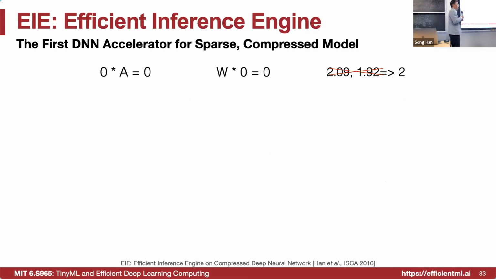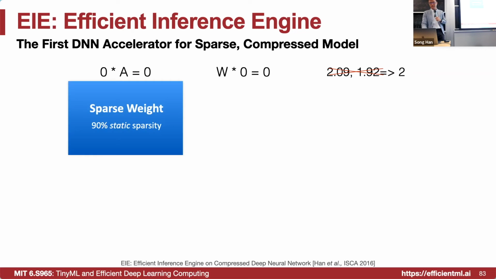So here we have 3 very fundamental rules. Okay, so anything multiplied by 0 is 0, right? So if you observe any of the weight is 0, you don't have to do the computation, right? And after the ReLU function, if the activation is 0, you also don't have to multiply that. And thirdly, for deep neural nets, we don't need that high precision, 2.09, 1.92. You just approximate everything by 2 and use quantization, which we're going to cover in Thursday's lecture.